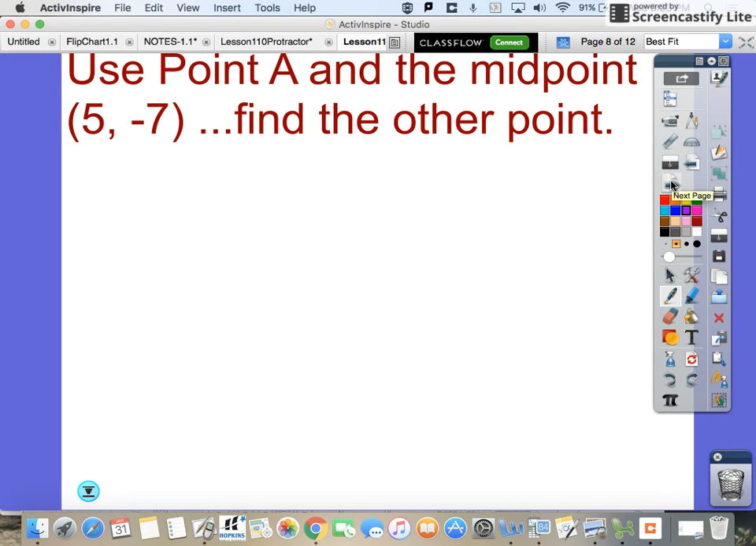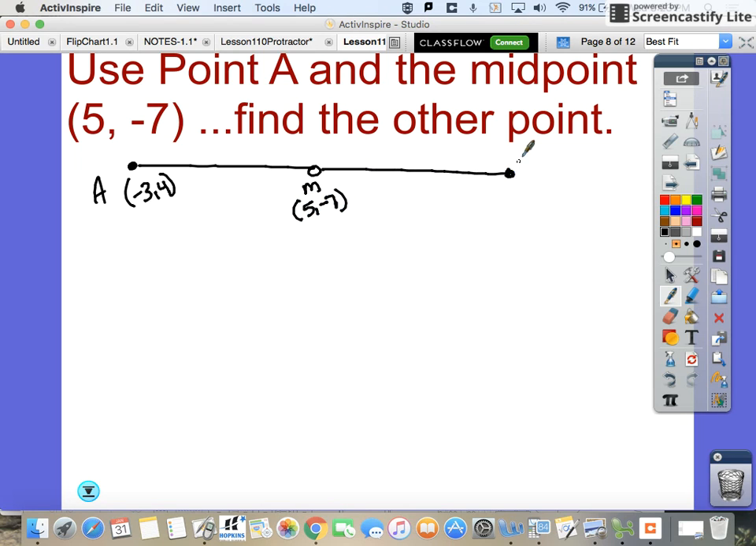Okay. Now use point A and the midpoint to find the other point. So this is the one where you have A, which from the original was -3, 4. And then they tell you that the midpoint is at 5, -7. You need to find the other coordinate. Well, from -3 to 5, that's an increase of 8. So we would need to increase 8 more here to 13. And then from 4 to -7, that's a drop of 11. So we would drop another 11.